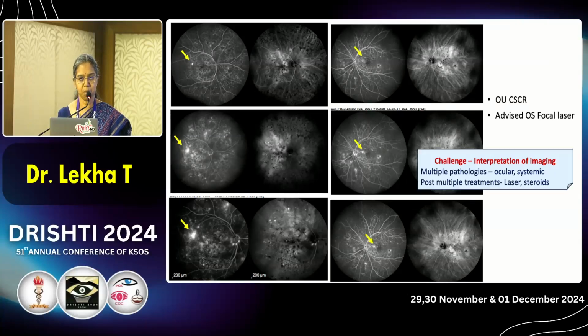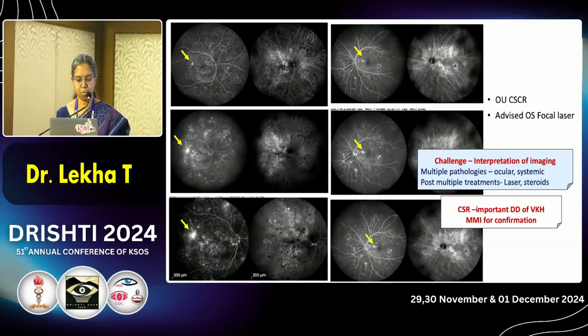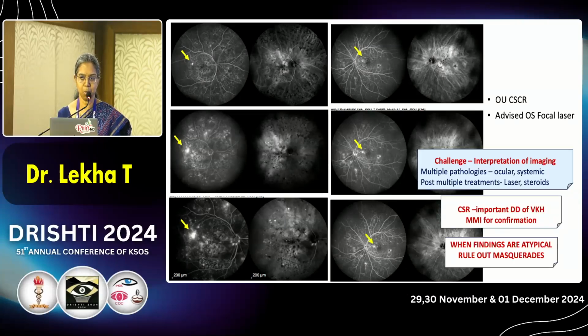So here the problem was because of multiple ocular and systemic pathologies, and also it was a lasered eye which was all creating difficulty in the interpretation. And remember, CSR is an important differential diagnosis of VKH, and we should always need MMI for confirmation. So whenever the findings are atypical, remember to rule out masquerades.